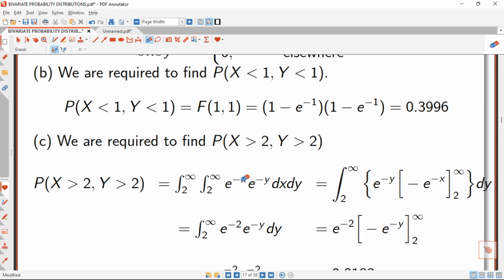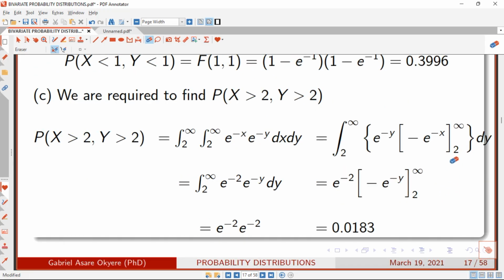And then for that one, once you do it very well, right, first you are going to integrate with respect to x. This is what you are going to get here, okay? Yes, this is what you are going to get. And then once you put in the limit, you are going to get our result to be this one. And then our last integration will be from 2 to infinity on that. We are going to get this result, and our final answer will be what?